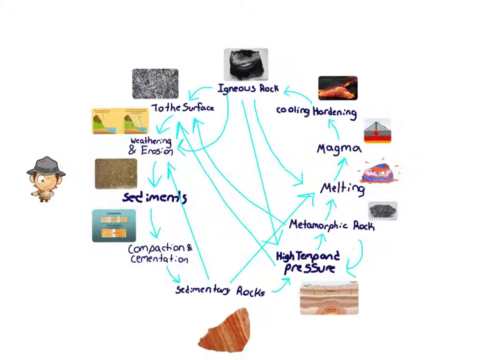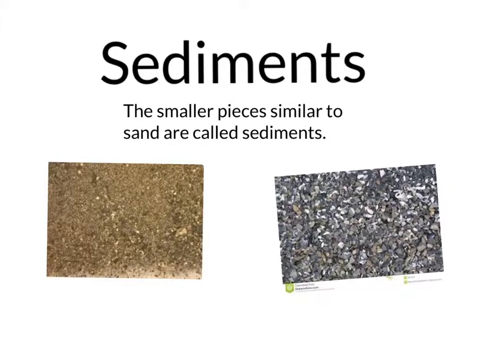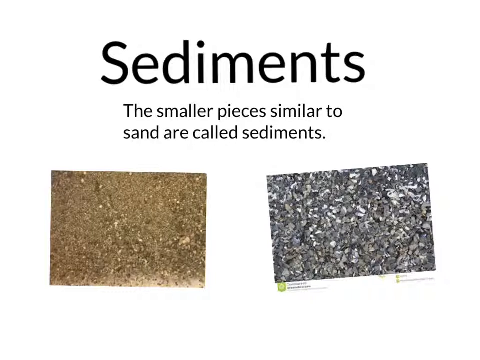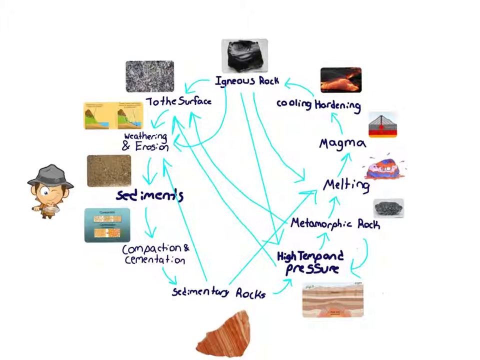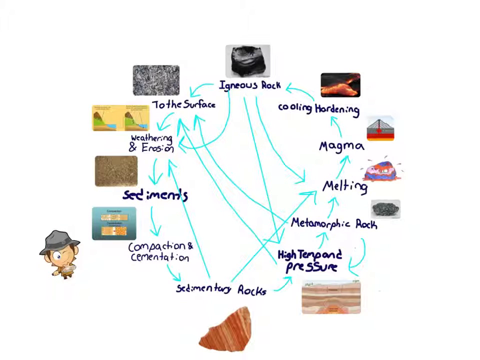Fred is now going to travel down to sediments. The smaller pieces, similar to sand, are called sediments. Next, Fred's going to travel down to compaction and cementation. Compaction presses the sediments together, and then cementation glues them together, beginning to form a rock.